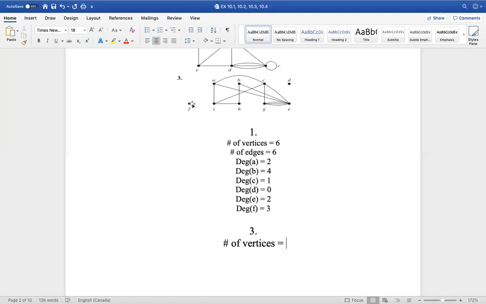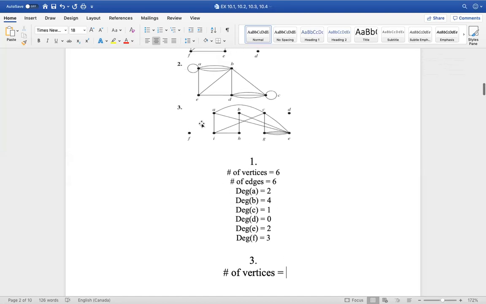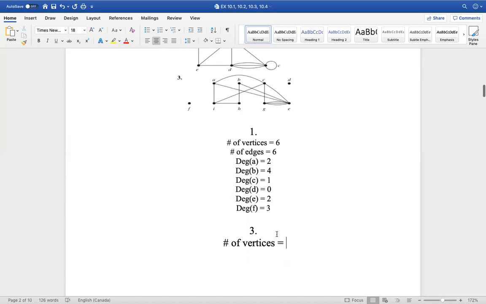Sorry, is this supposed to be 9? Yes, so there is also an F here. But this was like a very off the question. So yeah, pretty good catch, thank you. So the number of vertices are 9.